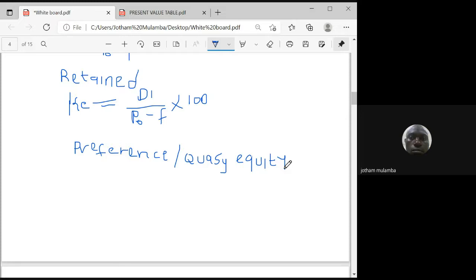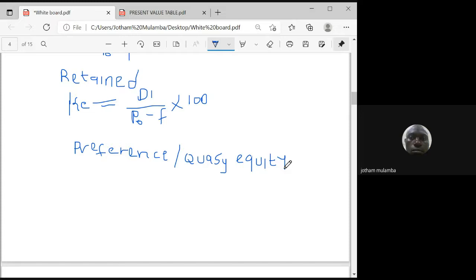Then we have non-participating. For non-participating, these are preference shares that will only get the percentage that we had signed. They will only get the percentage that we had signed. So if we had agreed 10%, then it's only that 10% that we give out. We cannot give out more than the 10%. So we refer to them as non-participating.